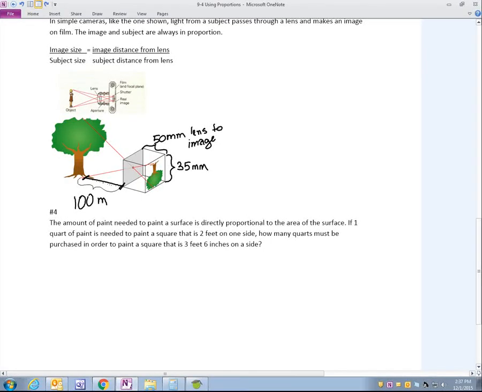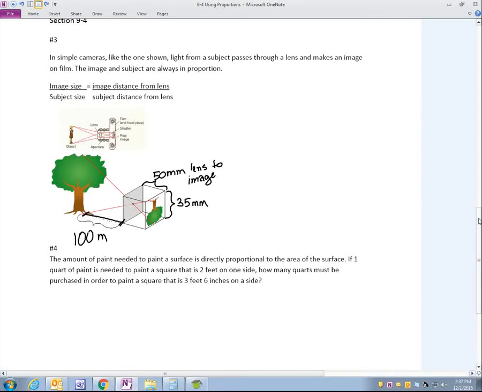I spent time to have this different than the other classes because it didn't make sense, and then I was like, oh, it's from the book. In simple cameras, or in other words, film cameras, so not digital cameras, like the one shown, light from the subject passes through the lens and makes an image on the film. The image and subject are always in proportion, okay?